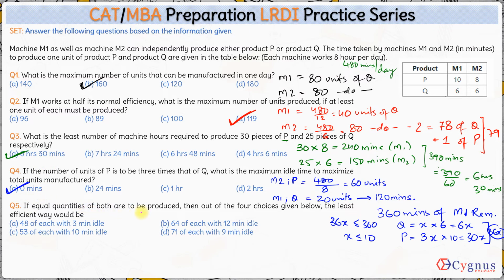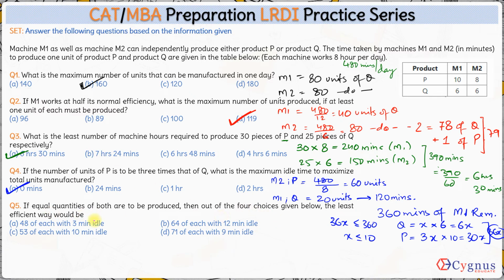If equal quantities of both are to be produced, then out of the 4 choices given below, the least efficient way would be. Out of these 4 ways given to us, we have to figure out which is the least efficient way. So if you produce 48 units of each with 3-minute idle time, if you produce 64 units of each with 12 minutes idle time, and so on. So we have to basically figure out which of these 4 options have the least productivity.